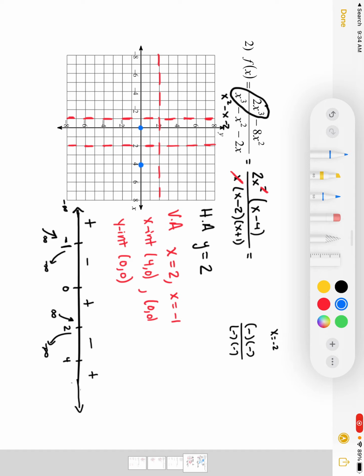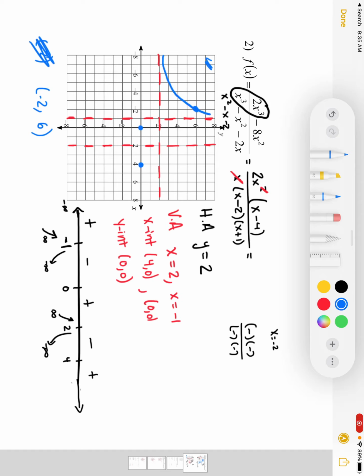And let's see, what else do we need? Let's get one point in that upper left region. So if x is -2, we would get -4 times -6 over 4, so we would get 6. If x is -2, we're going to get 6. And that's just so we can have one point that helps us draw this graph.